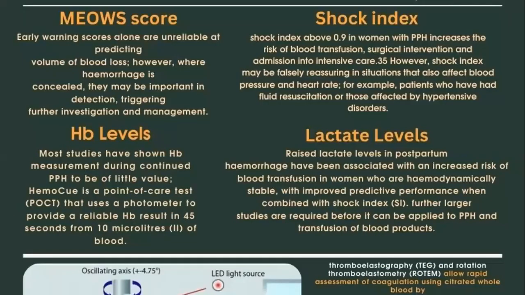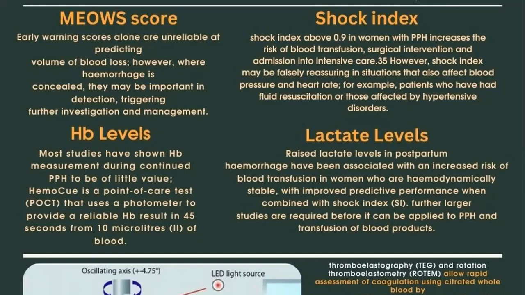Next, the authors are talking about some of the methods that are used or can be used to help us know when to go for blood transfusion, when to start blood transfusion, or let's say it in medical terms, what innovations can trigger further investigation and management. The first one is the early warning score. The early warning score alone is unreliable at predicting volume of blood loss.